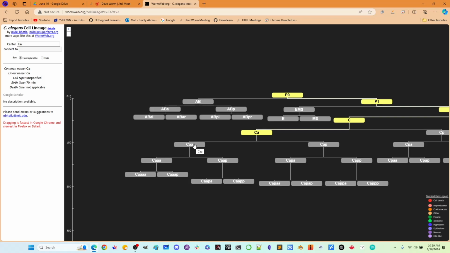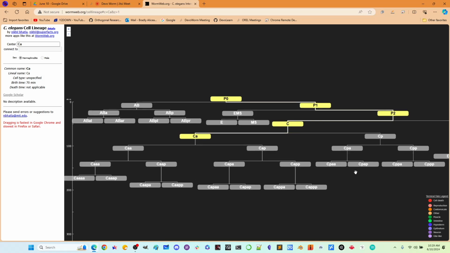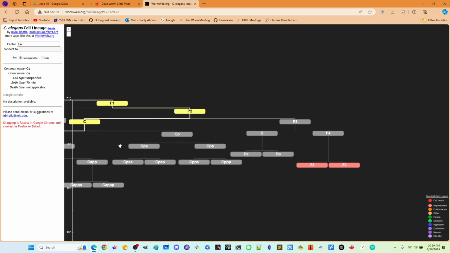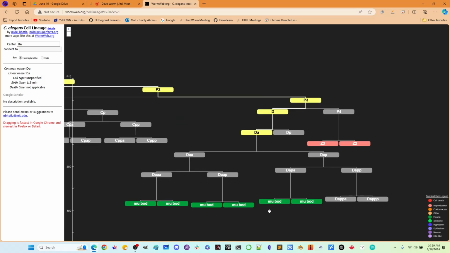As time goes on, as you can see, cells proliferate, so we can unfold the C sublineage, and it unfolds a couple of layers. You can see the divisions that occur in the C sublineage, and also in the D sublineage. We can expand that out as well. And with the D sublineage, we can start to see some differentiation.